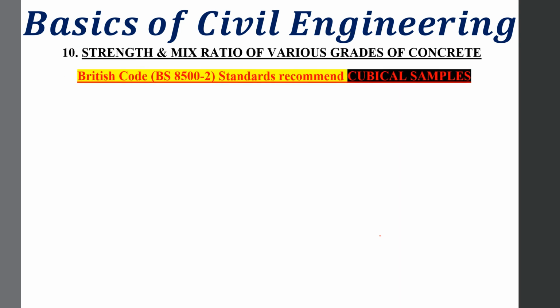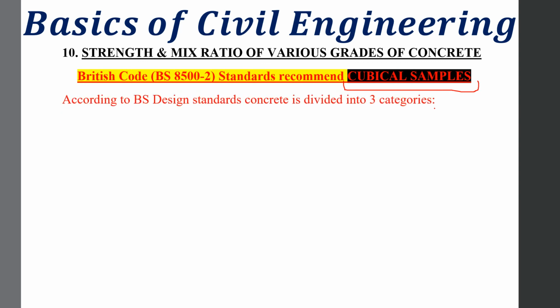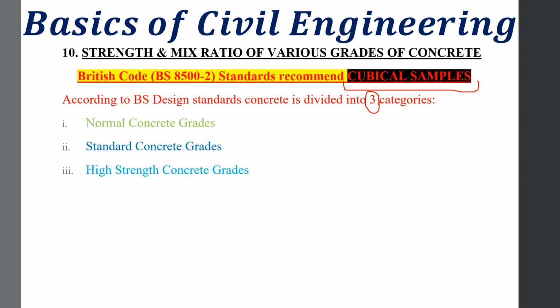According to British code 8500-2, the cubical strength is recommended to be achieved as the final strength or minimum strength requirement. According to ACI, the concrete is also divided into three categories, as according to British code. Those categories are the same: normal concrete grade, standard concrete grade, and high strength concrete grade.